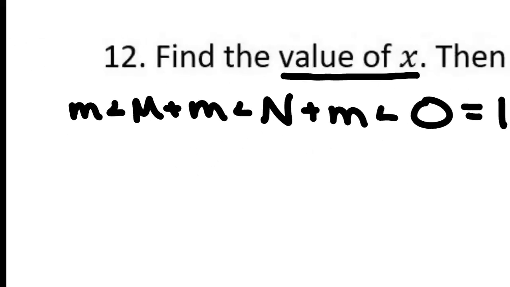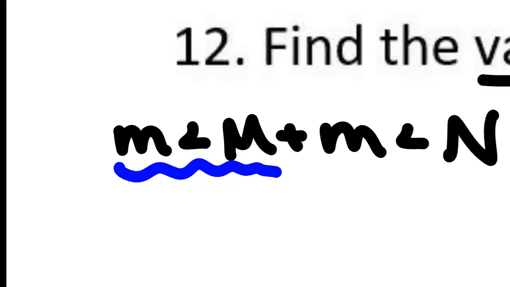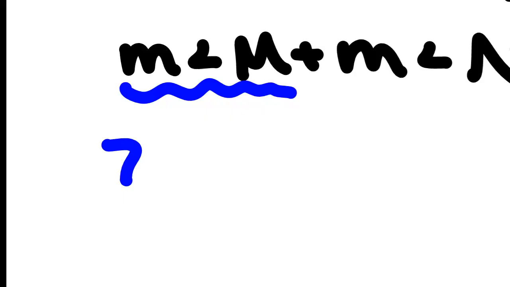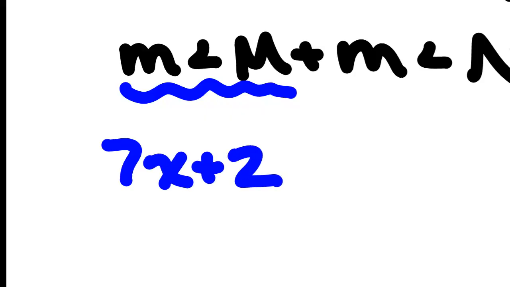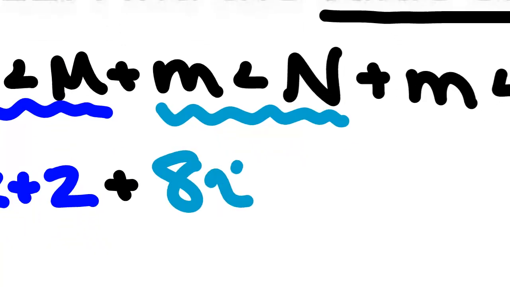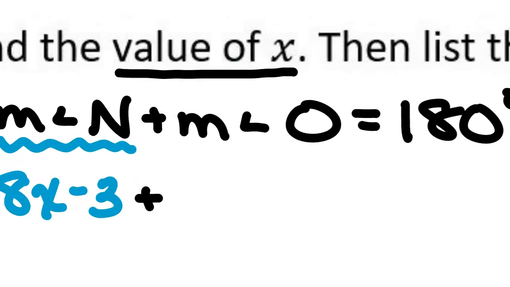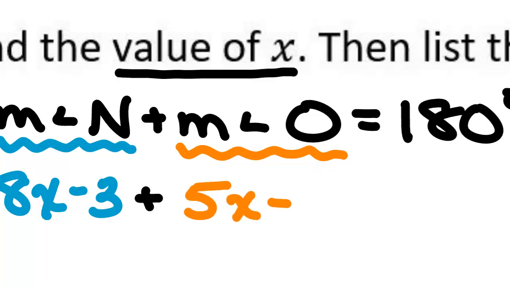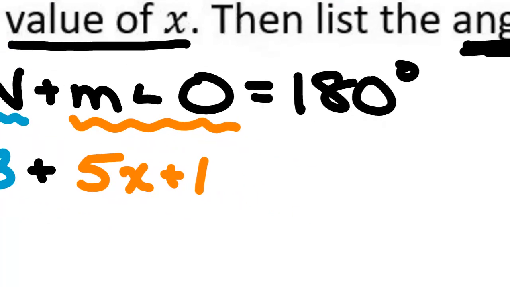What could I substitute in the place of the measure of angle M? 7x plus 2. Drop my plus sign down. What can I substitute in the place of the measure of angle N? 8x minus 3. Drop my plus sign down. What can I substitute in for the measure of angle O? 5x plus 1. We're going to set that equal to 180.